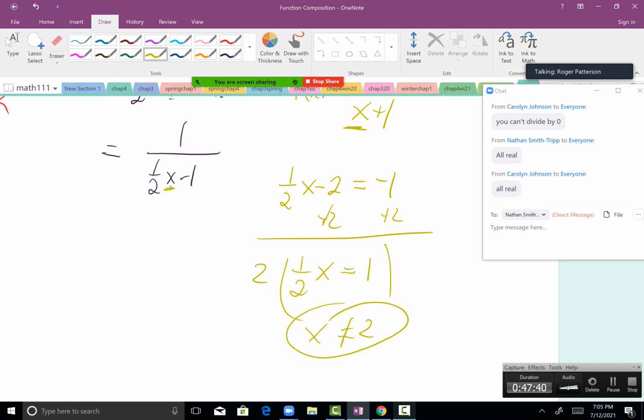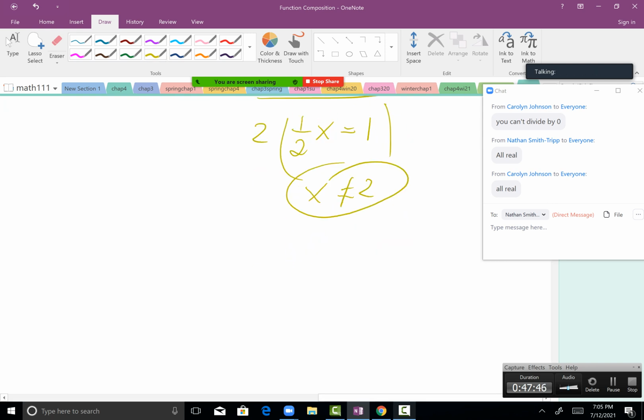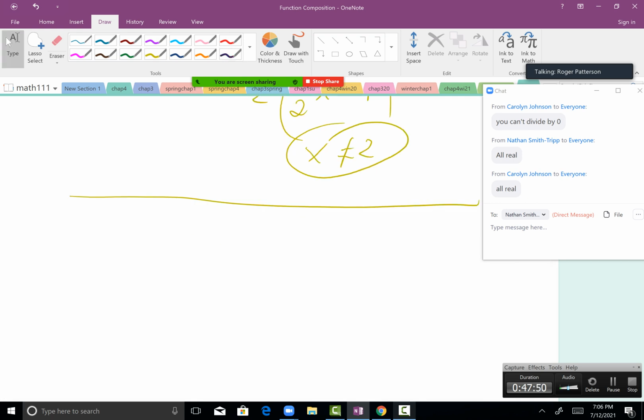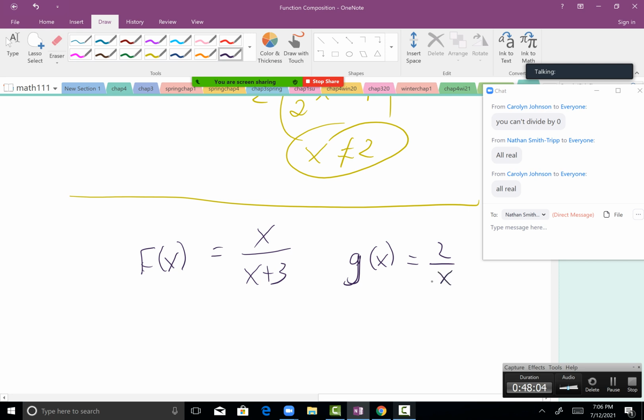I'm looking to see which ones. Here, let's do this one. It's really tricky. Well, we don't have to do this one. It's not in our assignment, but let's look at it anyway. All right, so let's take a look at this one.